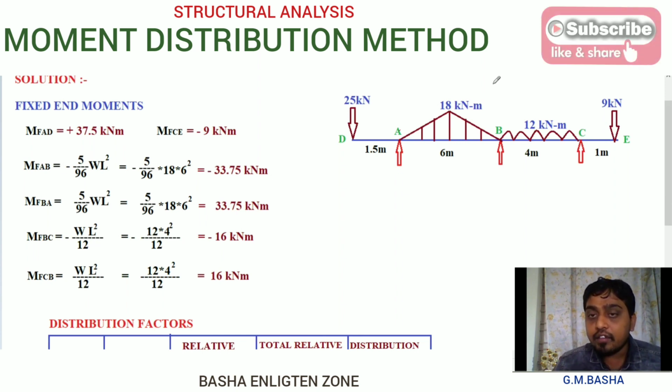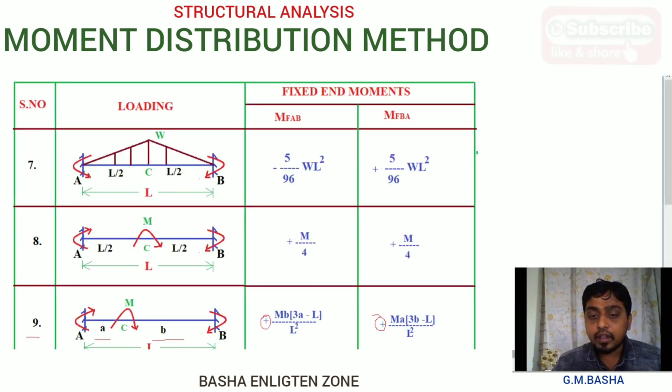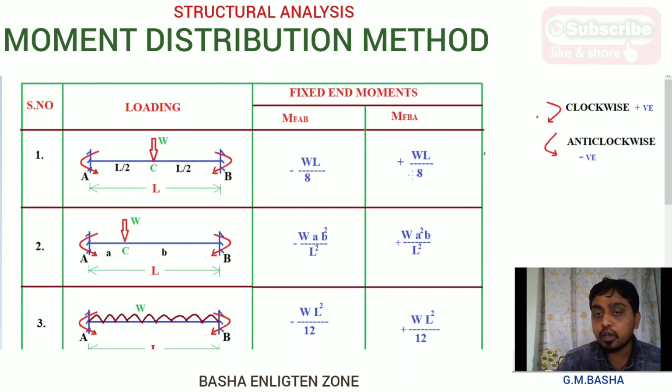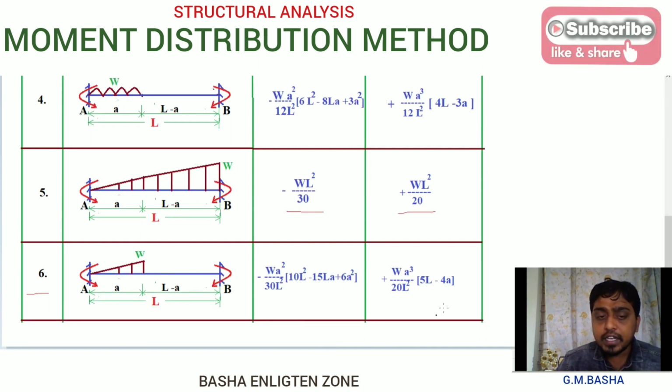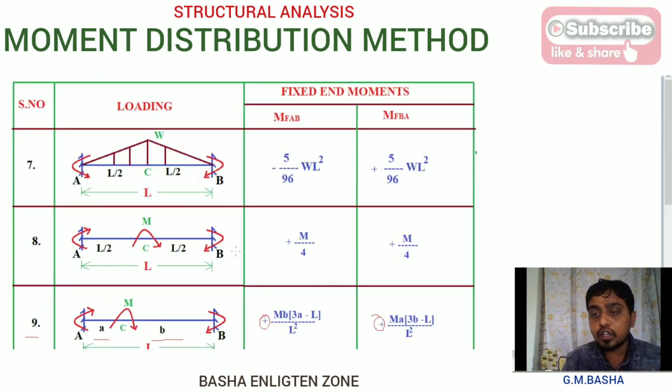But here I will take another example based on the symmetrical triangular load. For quick revision, various types of loading conditions: for example, if a concentrated load is acting exactly at the center, it will be minus WL by 8 to plus WL by 8. Like that, I explained each and every condition based on the various types of loadings.